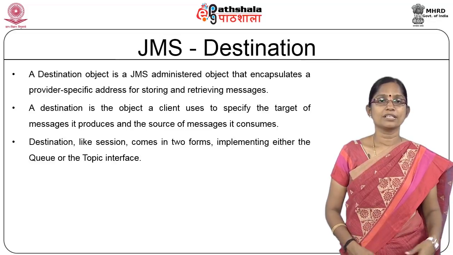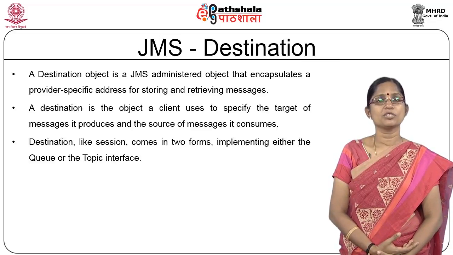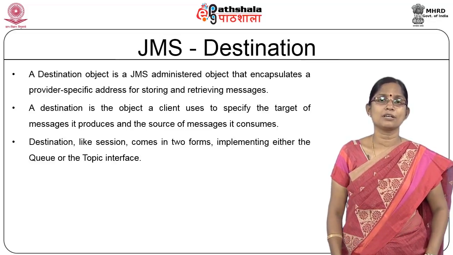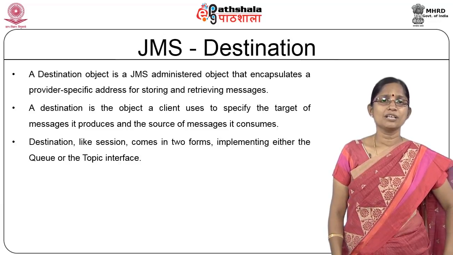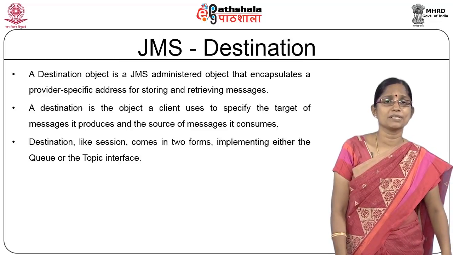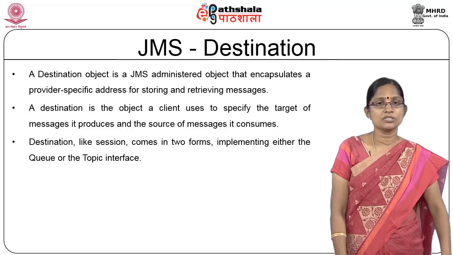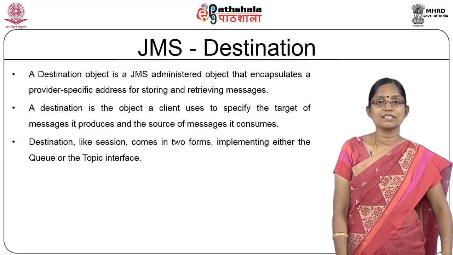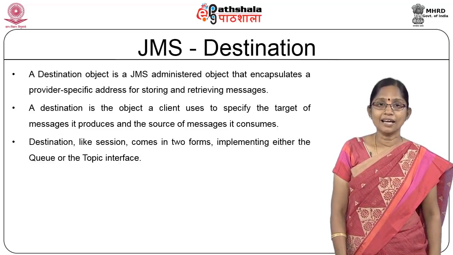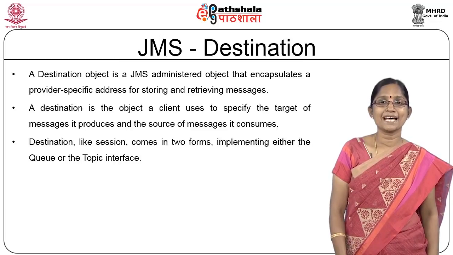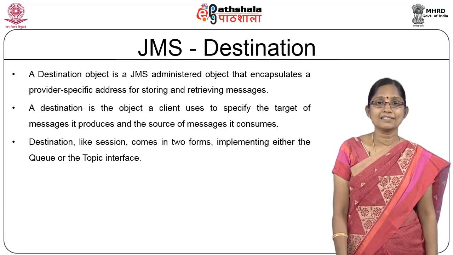So, let us see what is a destination. We have seen that it is a JMS administered object. This encapsulates a provider specific address. It gives a specific address for storing of messages as well as for retrieving of messages. The destination is an object a client uses to specify that this is the target where the message produced has to be stored, and again this is the source if you want to consume some messages.